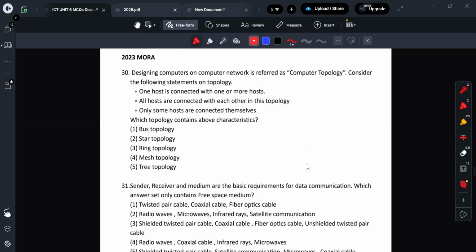Last year I did it. Just attempt it. You will get a real exam feel also. People are saying Mora is hard. For me, it was not hard. It was easy, I just couldn't do it well last year.